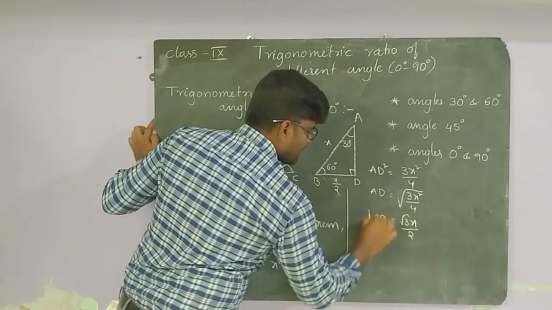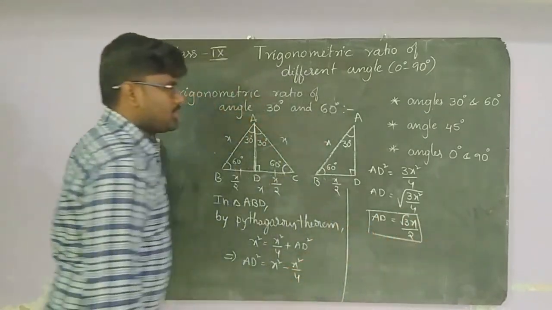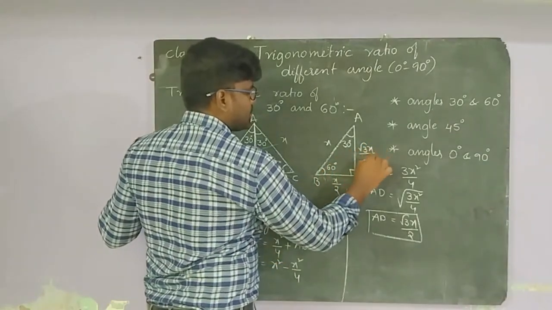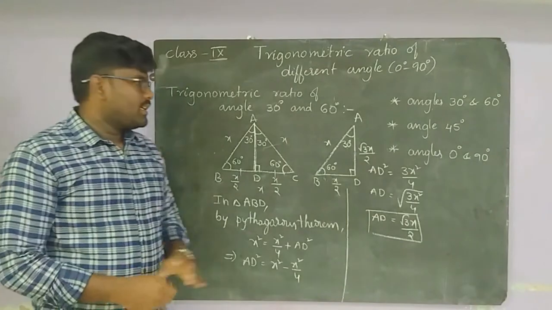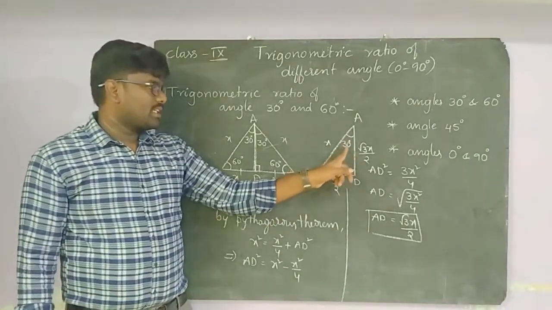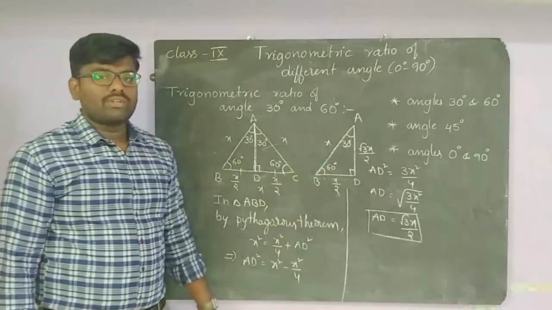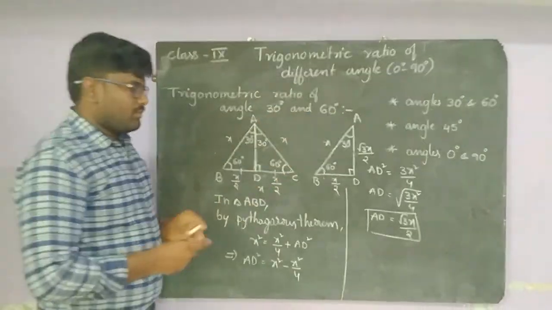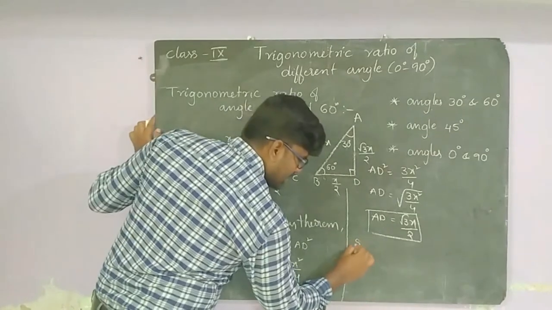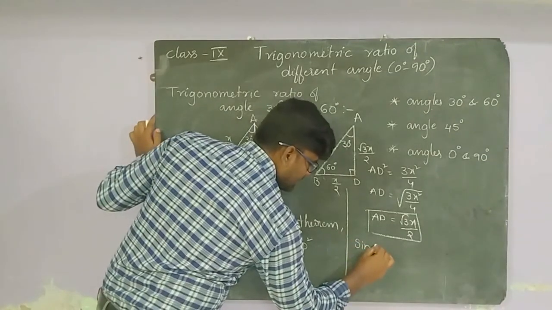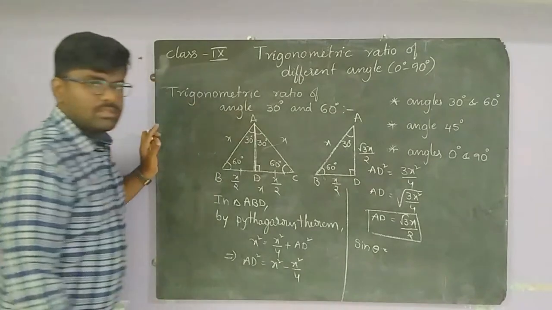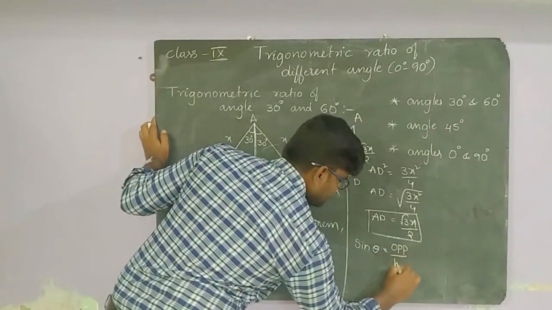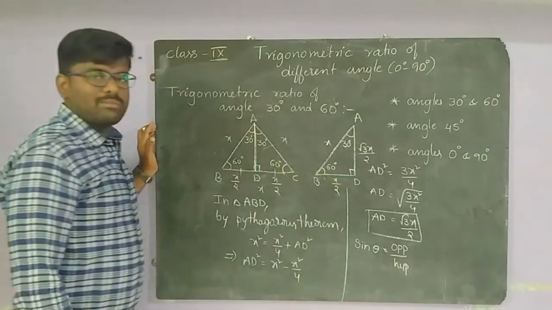AD value is root 3 x by 2. We have the right angle triangle with 30 degrees and 60 degrees, and we want to find the trigonometric ratios of 30 degrees and 60 degrees. We know sine theta is equal to opposite by hypotenuse.